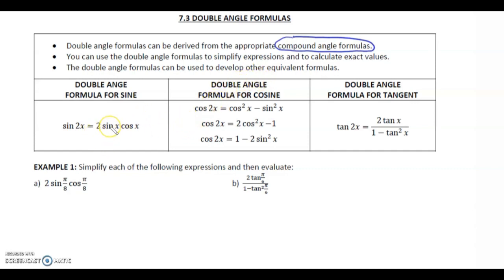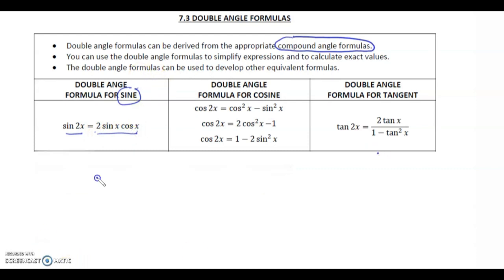Okay, I actually want to just go over the double angle formula for sine. Sine of 2x equals 2 sine x cos x. If you think about where this comes from, the compound angle formula from yesterday, sine of a plus b, if we went sine of x plus x, sine of x plus x is actually sine of 2x, right? 1x plus 1x, just add them together, it's 2x.